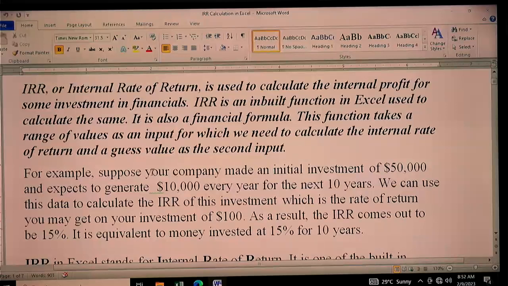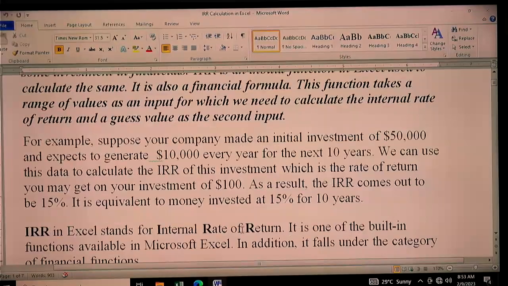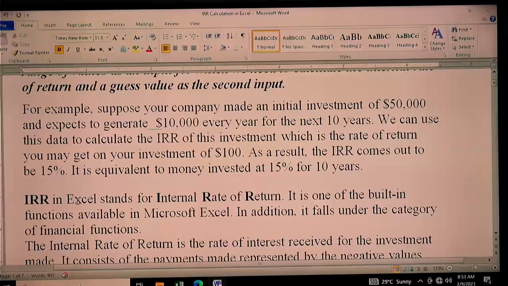Here we are given an example. Suppose your company made an initial investment of $50,000 and expects to generate $10,000 every year for the next 10 years. We can use this data to calculate the internal rate of return, which is the rate of return you get for your investment of this amount. As a result, the internal rate of return comes out as 15%. It is equal to the money invested at 15% for 10 years.